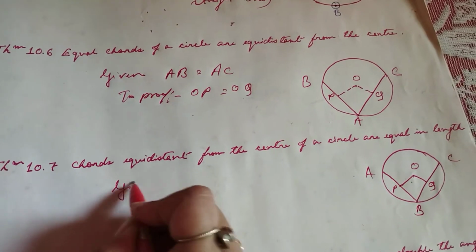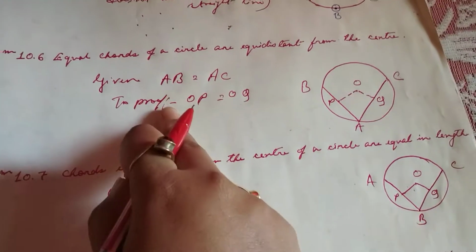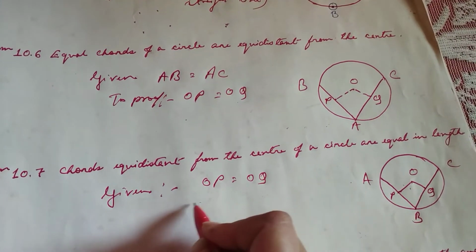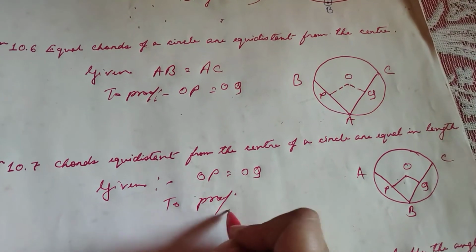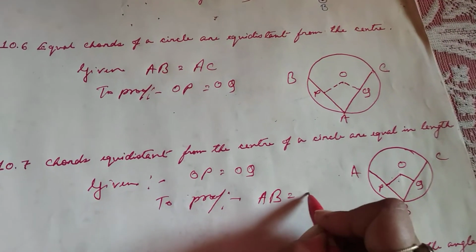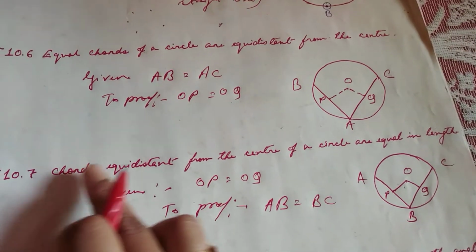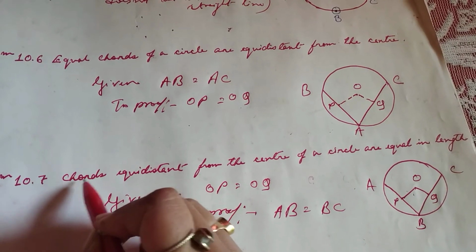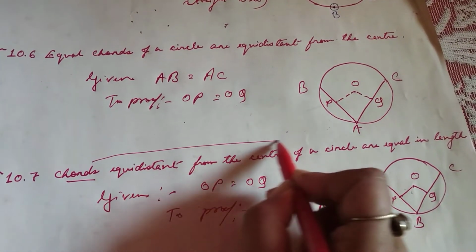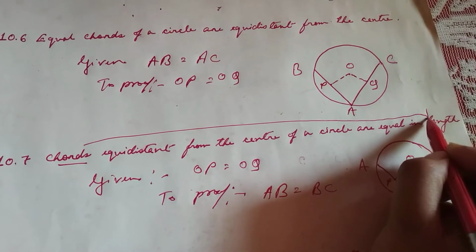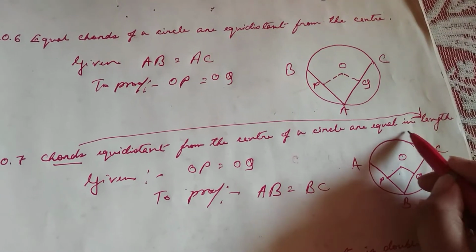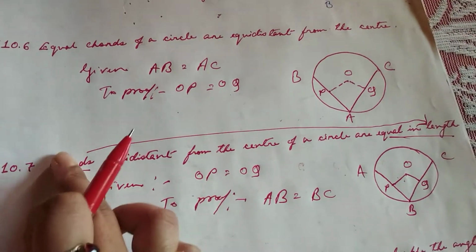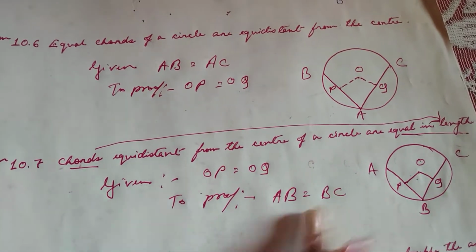Okay, given here is what you have proved in theorem 10.6, that is OP is equal to OQ. You have to prove that AB is equal to BC. Equal chords equidistant from the center of a circle are equal in length. So the theorem always says like that: chords equidistant, you have to prove that chords are equal in length. But बीच का information क्या है? This is the given, and the proving is this line. Chords equidistant are equal in length.